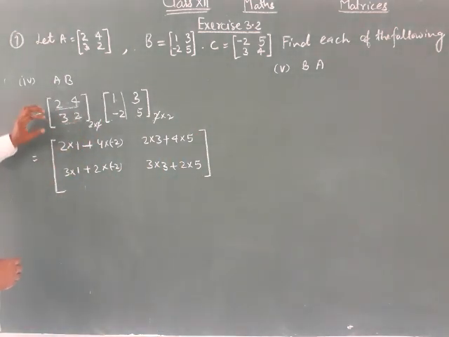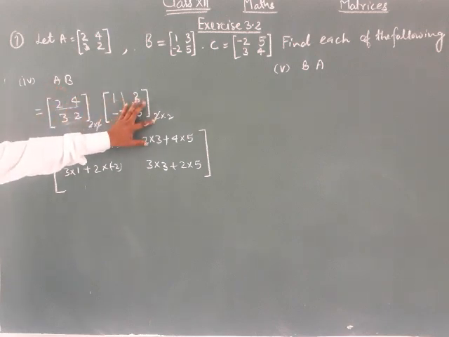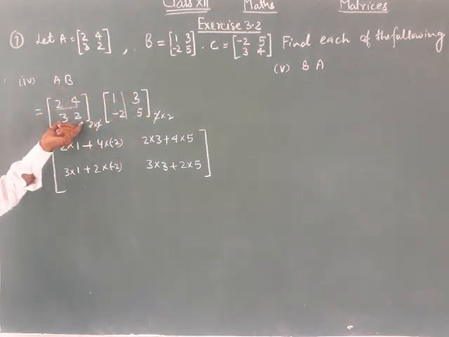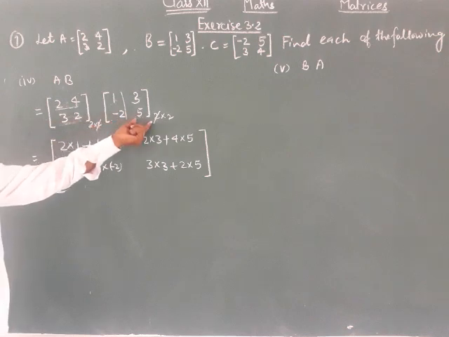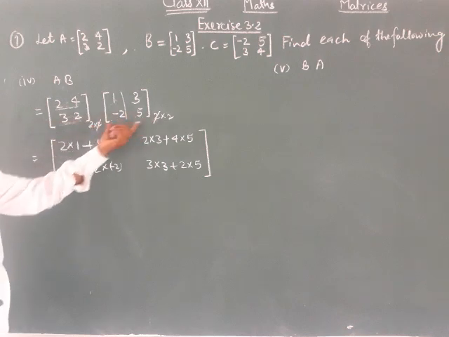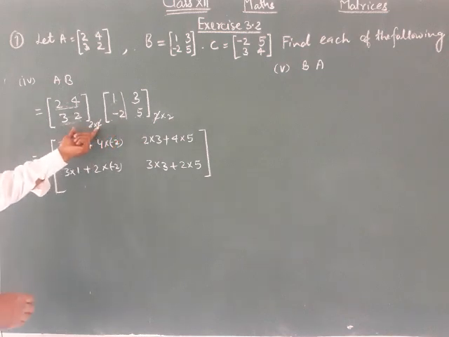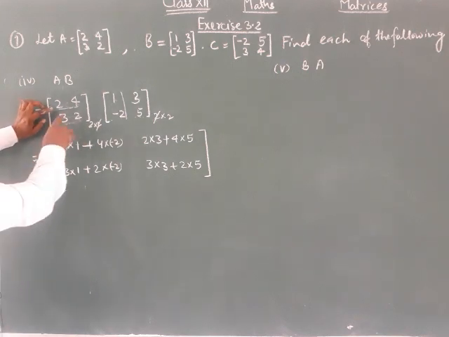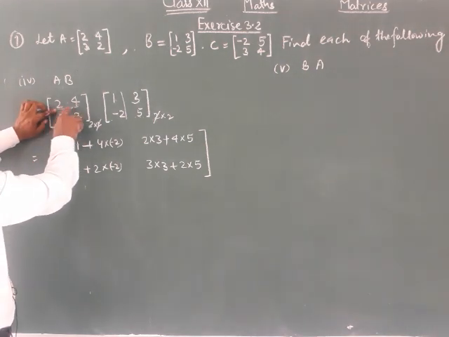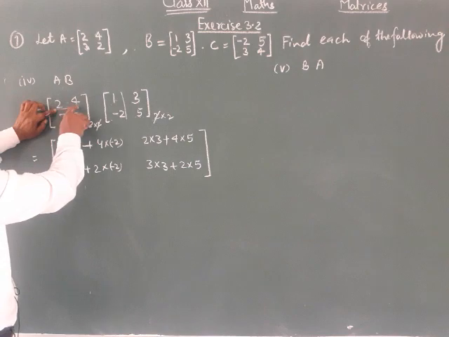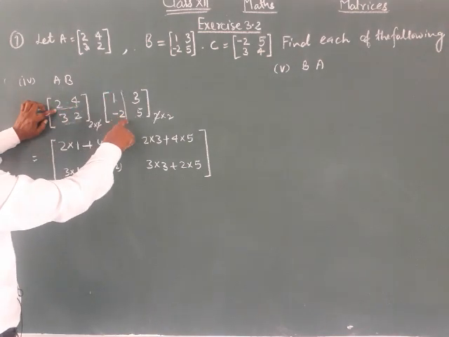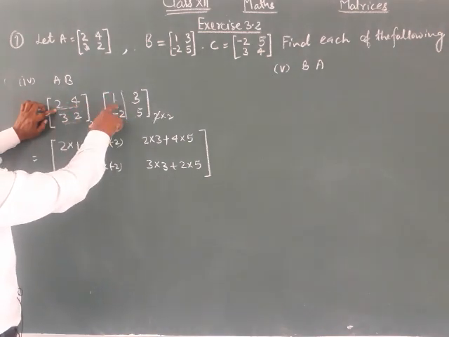So initially we check the order of the matrices. If the first matrix's column count and the second matrix's row count are equal, then multiplication of the matrices is possible. Now take the first row of the first matrix and the first column of the second matrix, multiply each element by each other and add.